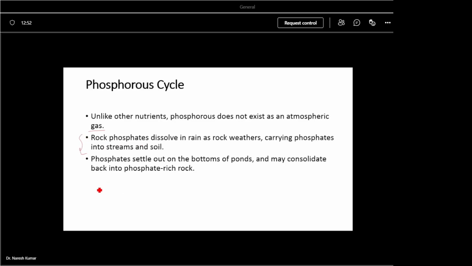Those who are interested, you can find out what the status of the world's phosphate reserve is and what the sources are. I'm very sure you will come across some very interesting scientific reading. What is the phosphate reserve? What is the source? And how much of it is left?